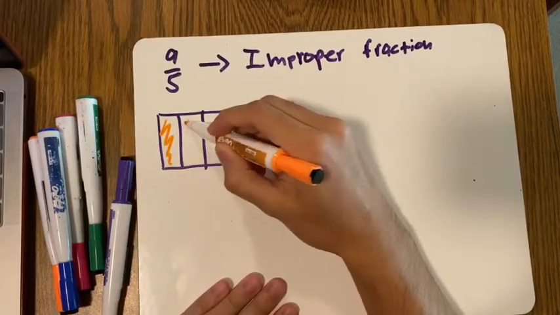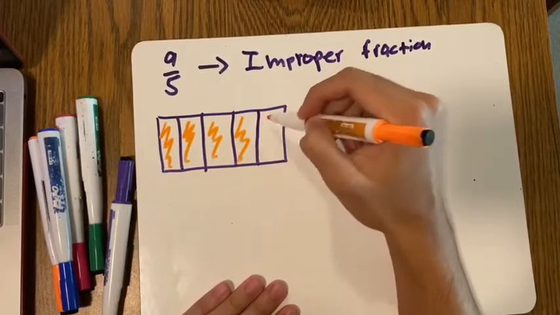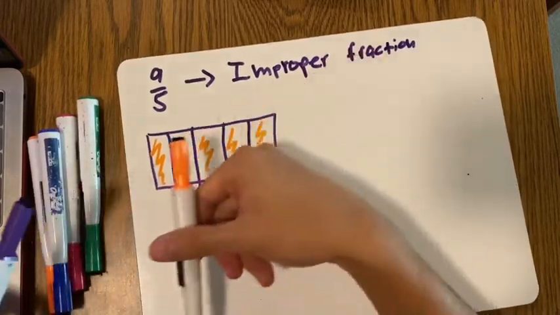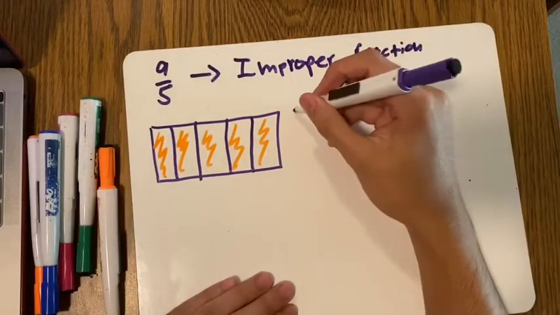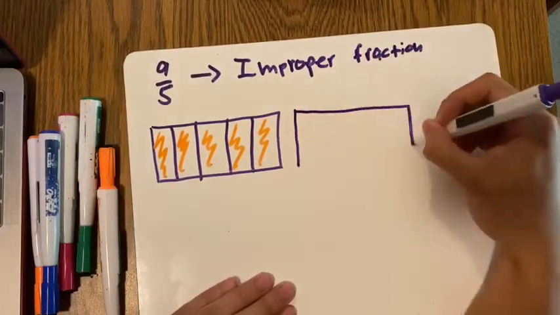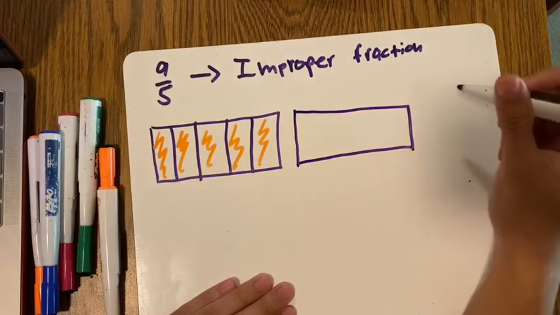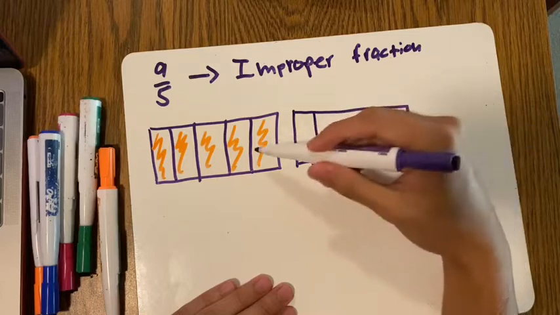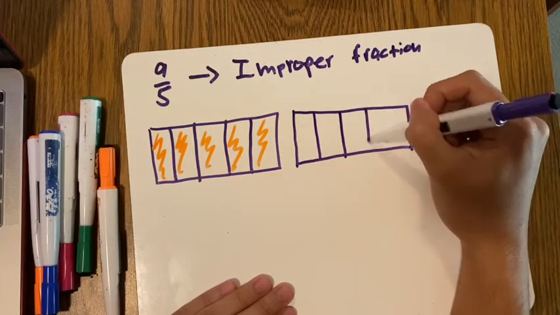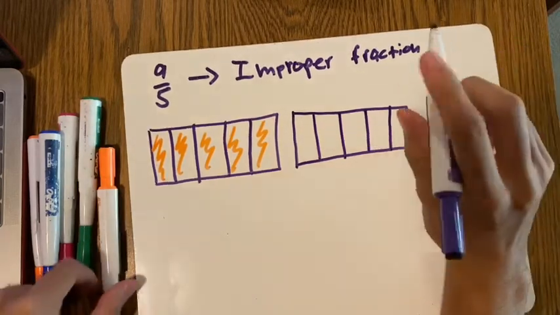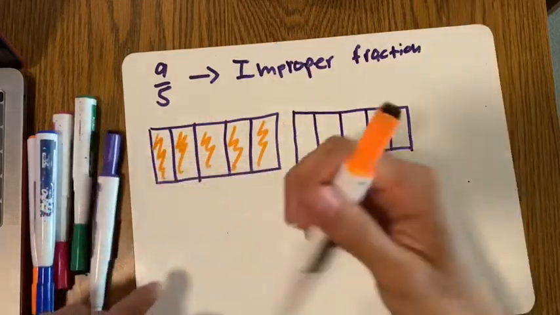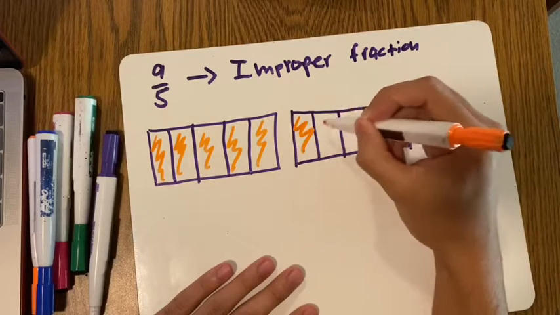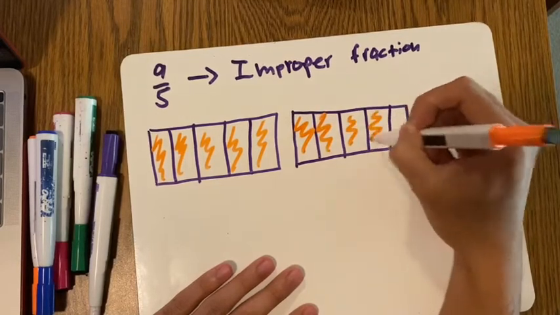So I have 1, 2, 3, 4, 5. Oh no, I ran out of space. So what am I going to have to do? I'll have to grab another one. And I'm going to have to make how many pieces do you think? I'm going to have to make 5 pieces, the same as this one. 1, 2, 3, 4, 5. Now, how many of them are going to be filled in? Because I have 5 filled in here, which means I need to have 6, 7, 8, 9.